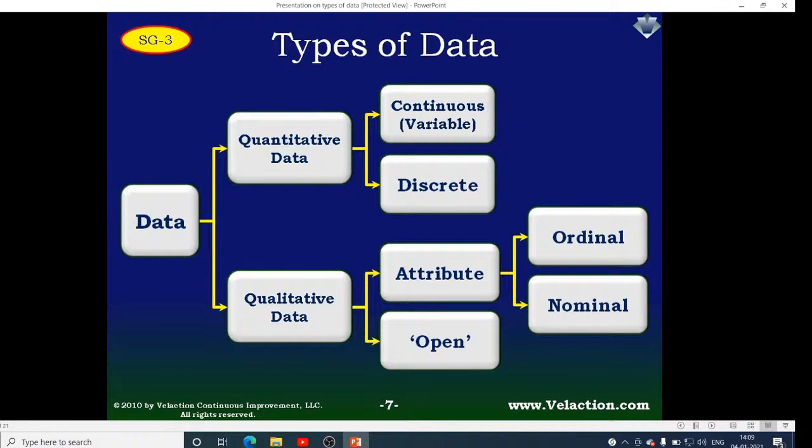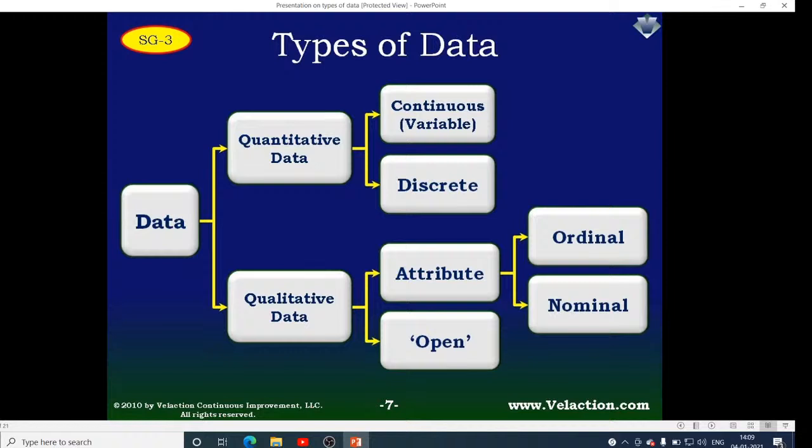How many types of data are there? Quantitative and qualitative data. See here, data is divided into two types, quantitative and qualitative. Listen carefully, quantity and quality. These are two types. What is the quantitative data and what is the qualitative data? We'll see in the next slide. Again, quantitative data is divided into two types, continuous and discrete. And qualitative data is divided into two types, ordinal and nominal attribute.